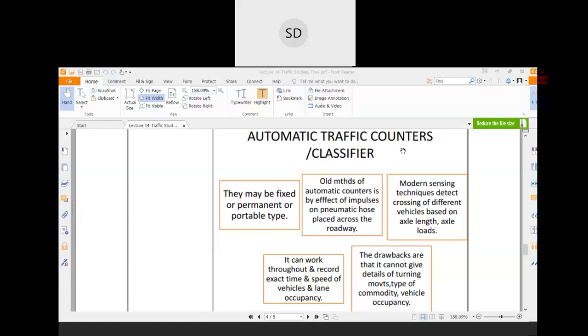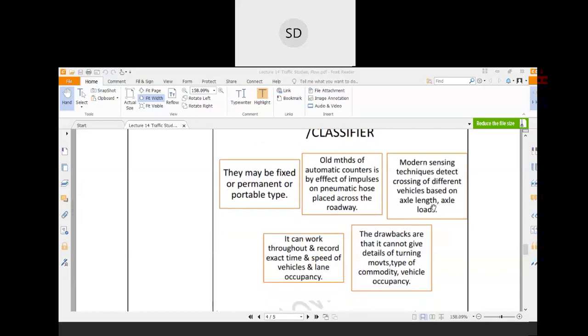Now, automatic traffic counters may be fixed or permanent, or portable type. The old method of automatic counters is by the effect of impulses on a pneumatic tube. It is based on some pressure exerted on a tube, and through the tube the vehicle count data will be collected. In the modern technique, the crossing of different vehicles is detected based on their axle length and axle loads.